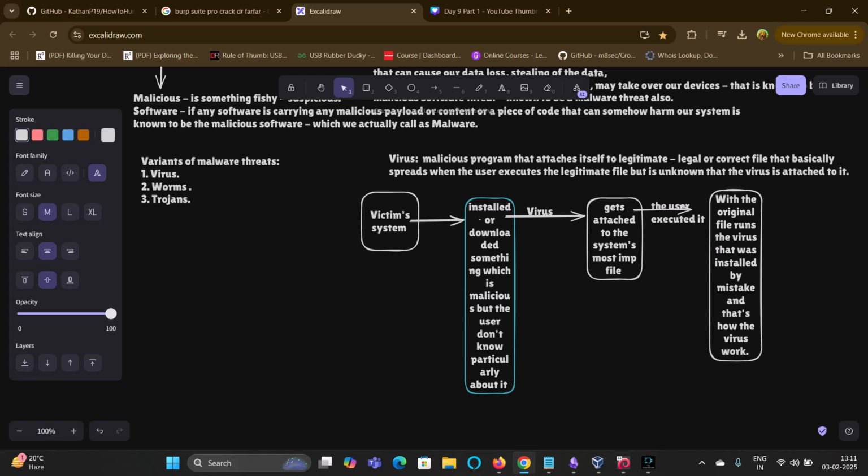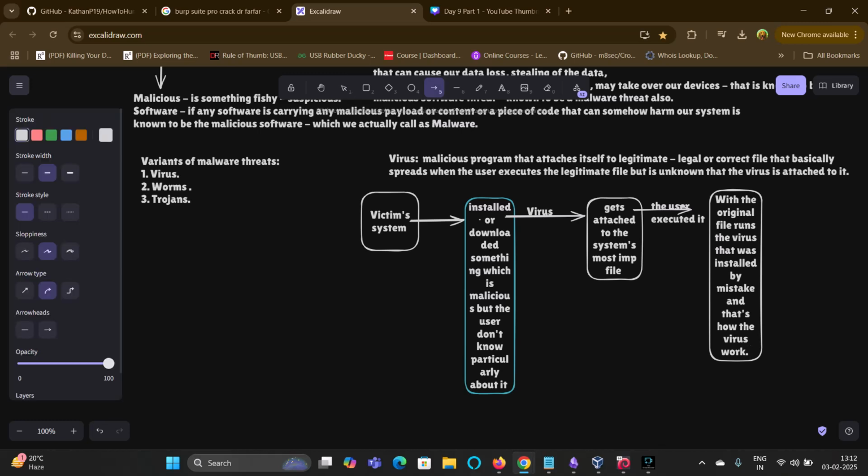I hope this is clear. This is a victim system, and the victim by chance installed or downloaded something malicious, but the user doesn't know about it, and that was the virus. The virus gets attached to the system's most important file, let's say any confidential information regarding the user, such as a username or password file. When the user executes it, the original file runs, but the virus installed by mistake also runs with it, and that's how the virus basically works. I hope this is clear.